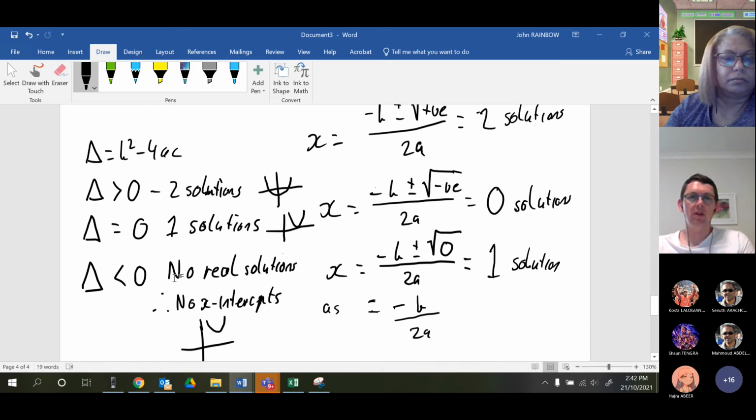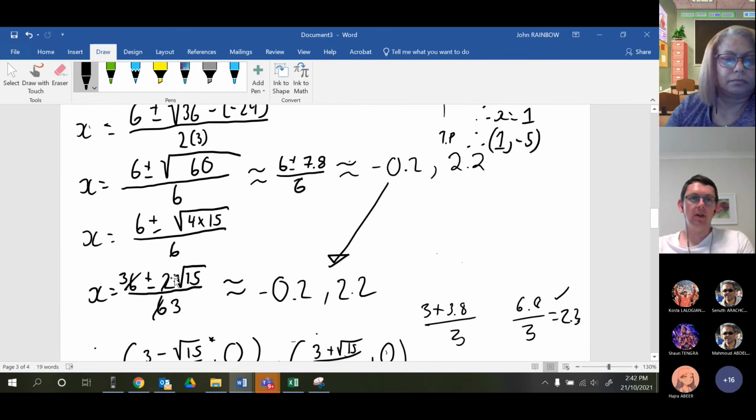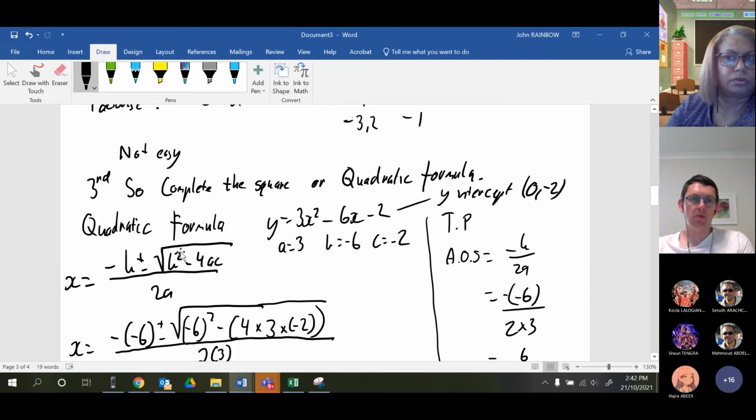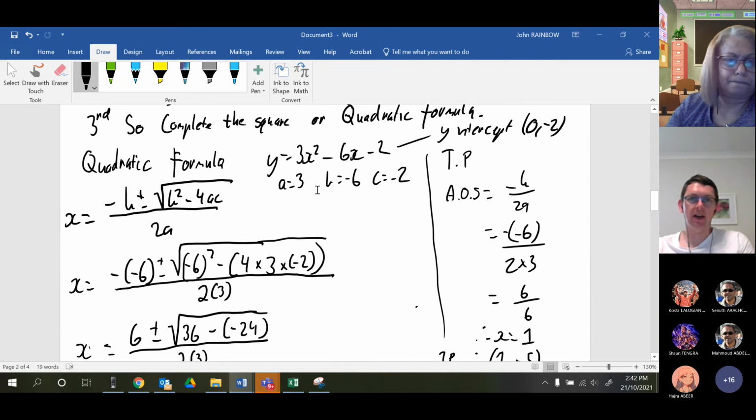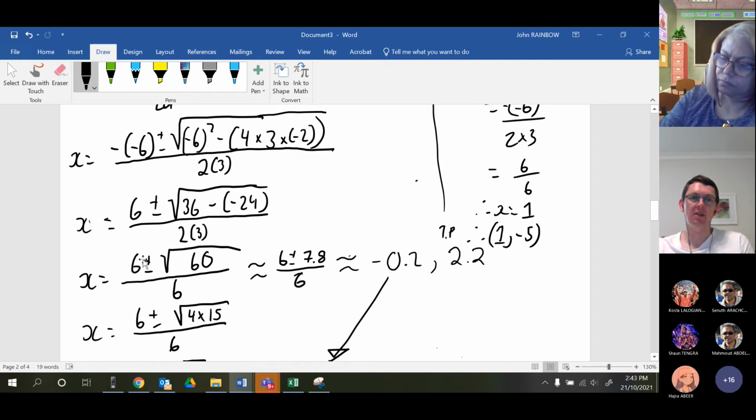So when I looked at this graph here, when we did this one before, if you look at just doing the discriminant, b squared minus 4ac, so you could just go, okay, that's going to be 36 minus 4 times 3 is 12, times that is going to be negative 24. Negative 24 is 24. So it's going to be 36 plus 24. It's the square root of 60. I know I'm going to have two solutions because it's going to be minus b plus or minus the square root of 60 on 6. There has to be two solutions. I have intercepts.